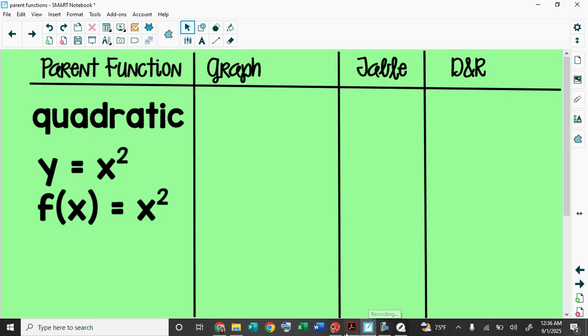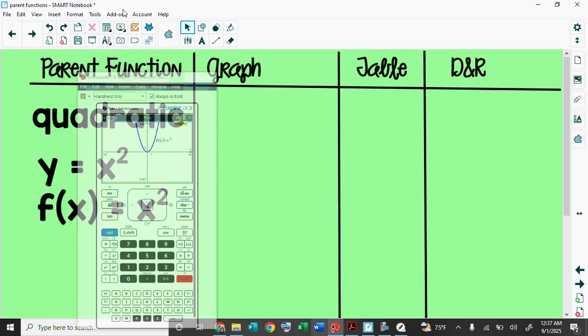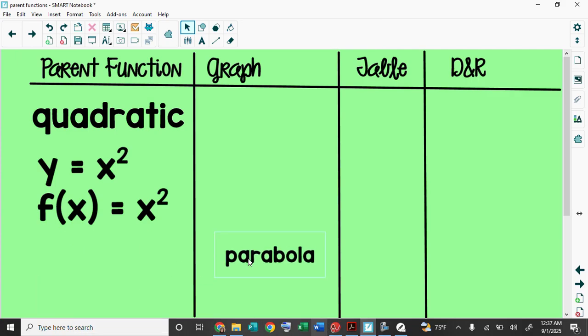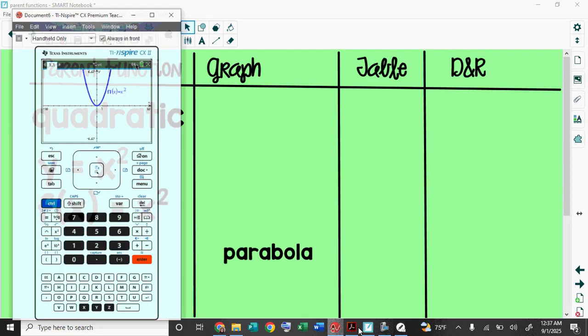Excuse me. So we're going to go on our calculator. Get my calculator again. And I'm going to type in x squared. Enter. This, instead of a line, it's a U-shape. It's called a parabola. So a parabola is the name of the graph. And so sketch that graph.